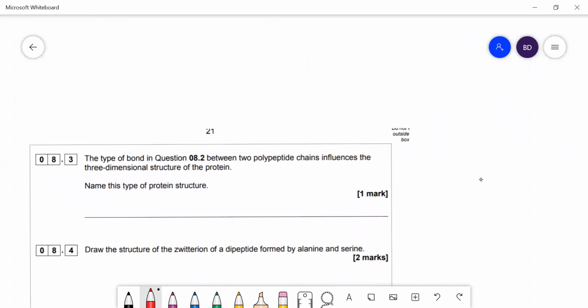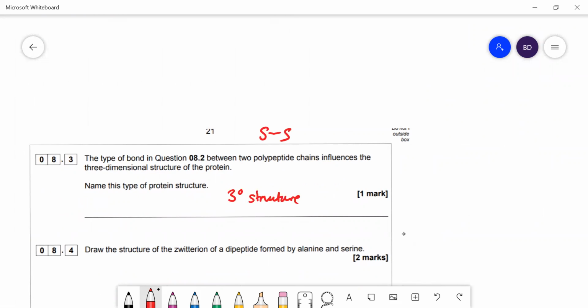Okay, the type of bond in 8.2, the cysteine, the disulfide bridge, influences the 3-dimensional structure of the protein. This type of protein structure, the answer there is tertiary structure. The beta pleated sheet or the alpha helix is called the secondary structure, and any other higher orders of how that's arranged, with covalent bonds, whatever, is called the tertiary structure.